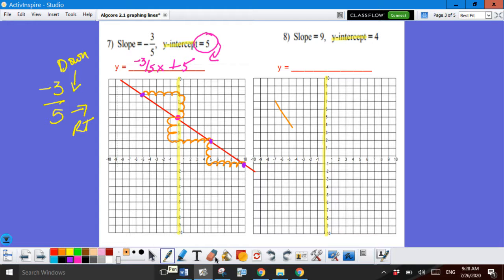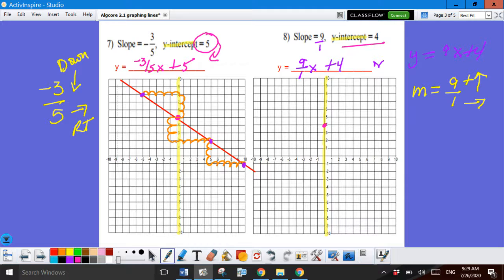Okay, let's look at the next one. So I've got slope is 9, y-intercept is 4. So this is really 9 over 1. Okay, 9 over 1. So y is going to equal 9 over 1x plus 4, or y equals 9x plus 4. Okay, now let's talk about the slope. This is positive. So that means I'm going to go up and to the right. Okay, up and to the right. So I'm always going to go up or down first after I plot my y-intercept. So I'm going to start by plotting the 4. Well, I know that's up 4.